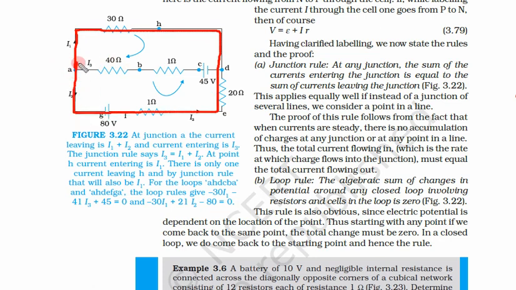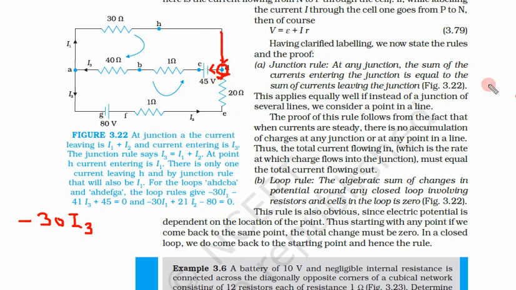So let us start again at point A. So we are starting at point A. What happens? First we are moving in the direction of current, that means minus this 30 ohm into I3. Again we come here, but if you take this junction point, we cannot now take the current I1, because I1 current is dividing into two parts.